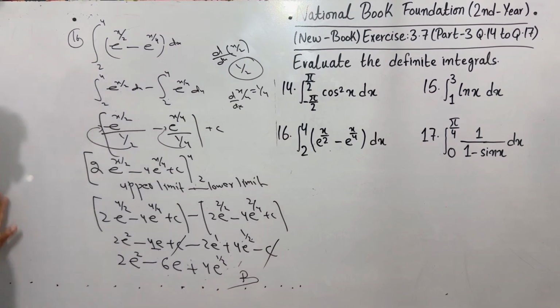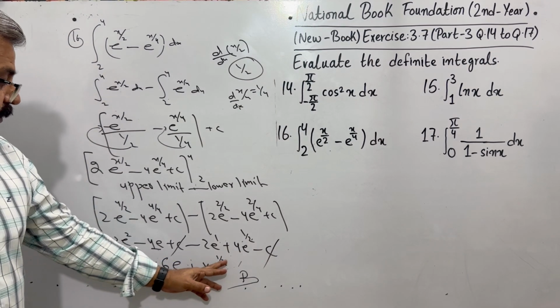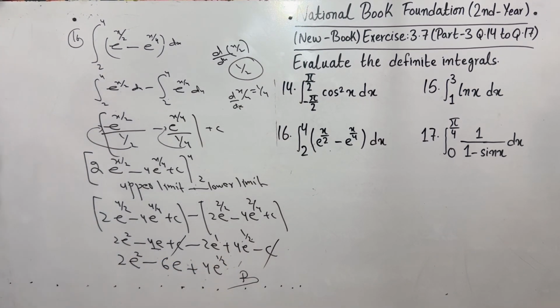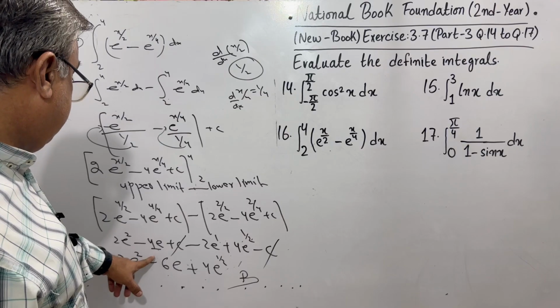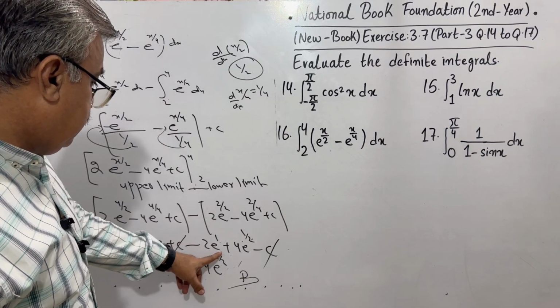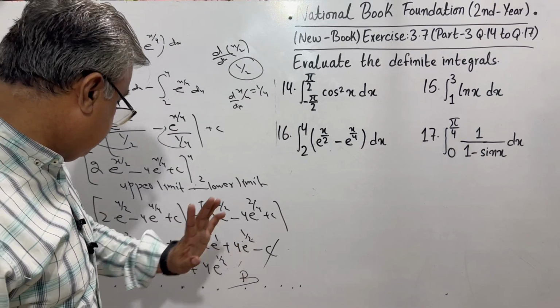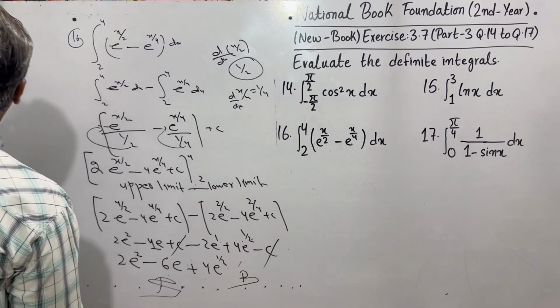C has already been cancelled out. I can write, instead of 1 upon 2, under root. This is our final answer. Upper limit minus lower limit: 2 e squared minus 4e plus c minus 2e. Good, good. We are cool. It's our answer.